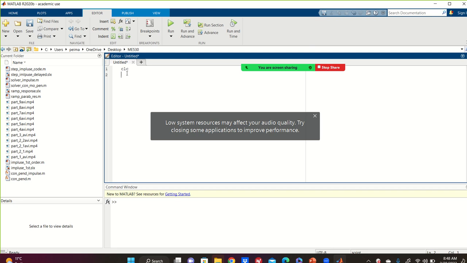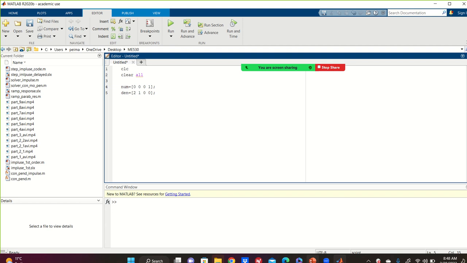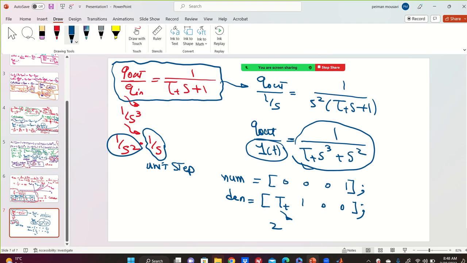I'm going to clear space, clear all, and share it with you. Num equals 0, 0, 0, 1, and den equals 2 seconds, or t is tau t is 2, 1, 0, and 0. See, exactly like this. There we go.